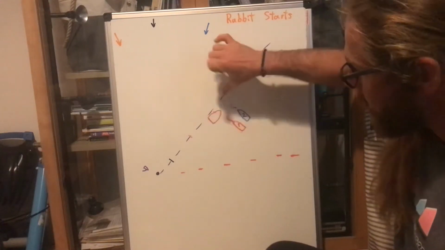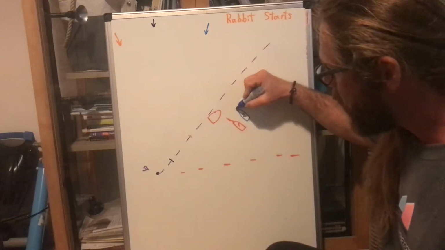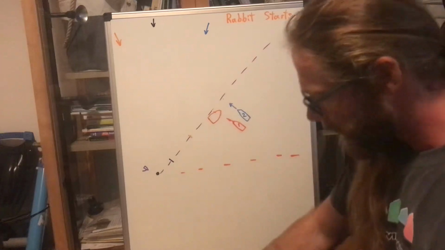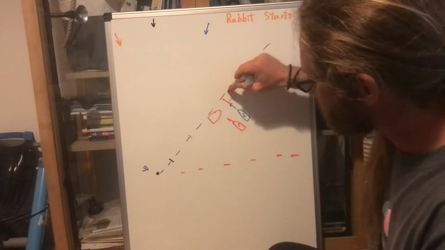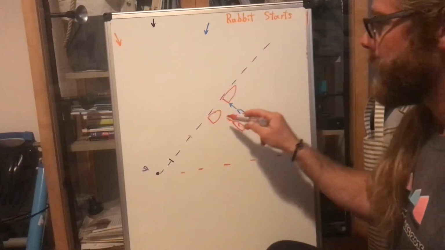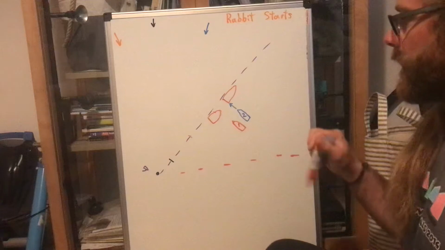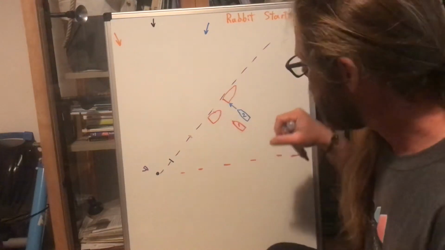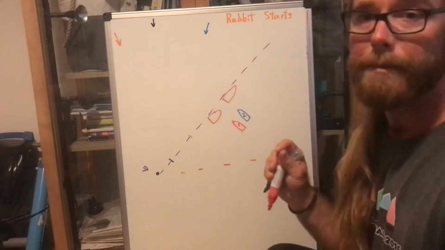So what 2 has to do is slow down and then cross behind the rabbit when the rabbit catches up, or when the rabbit is here. So 2 can't bear off and accelerate and call for room. 2 has to wait until the rabbit comes. There are 2 ways of waiting. One way of waiting is let your sail out and then pull it back in.